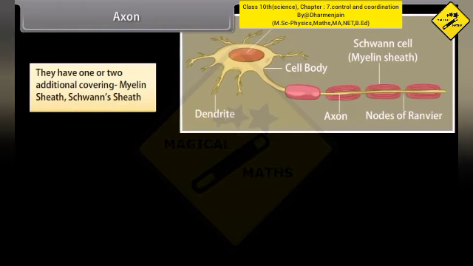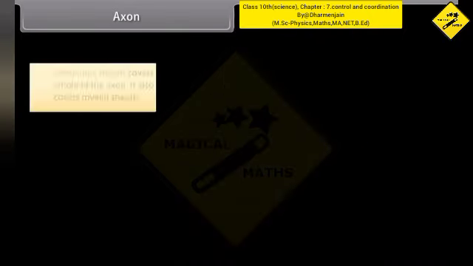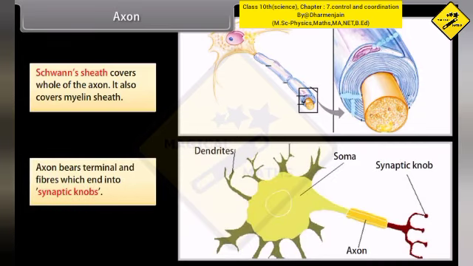Myelin sheath, Schwann's sheath. The myelin sheath around the axon is an insulating and protective sheath. At certain places, the myelin sheath is absent, and that area is known as the node of Ranvier. Schwann's sheath covers the whole of the axon. It also covers the myelin sheath. The axon bears terminal fibers which end in synaptic knobs.